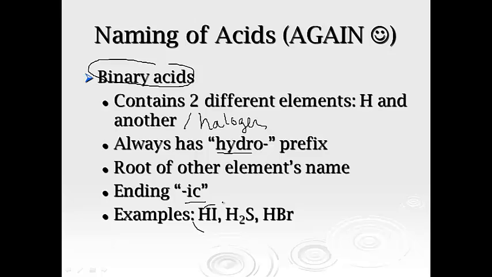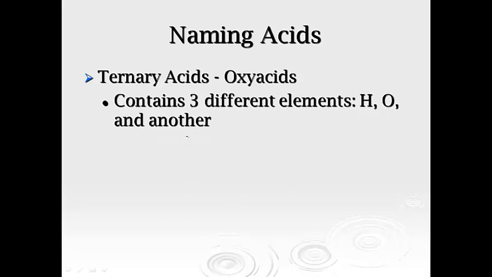So you've got hydriodic. Okay, we're just going to skip this one for right now because we're not really going to call that an acid. We've got hydriodic, hydrobromic, hydrochloric, and hydrofluoric. Okay, now ternary acids or oxyacids contain 3 different elements, typically hydrogen, oxygen, and another.